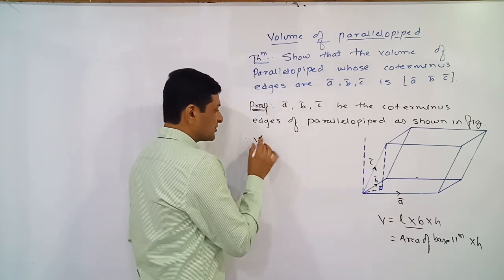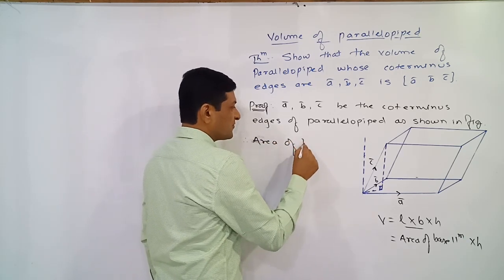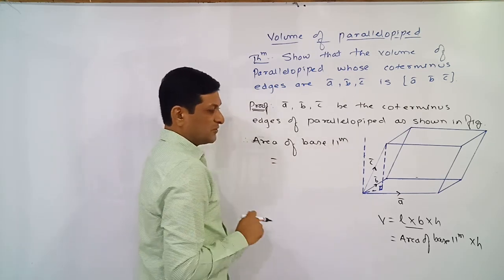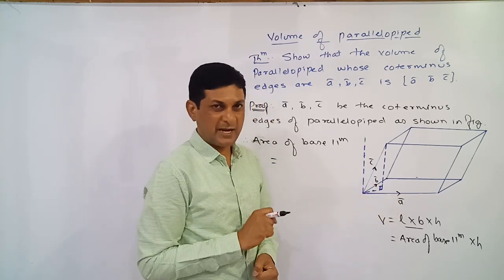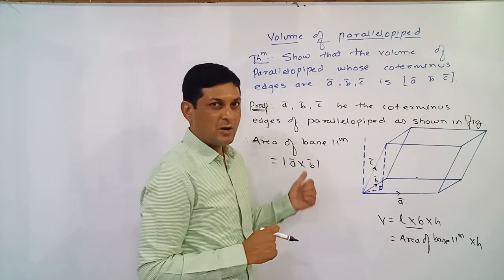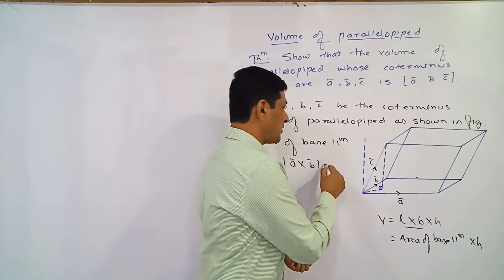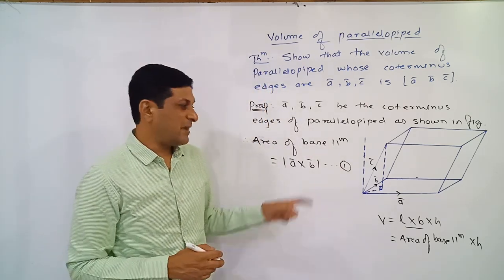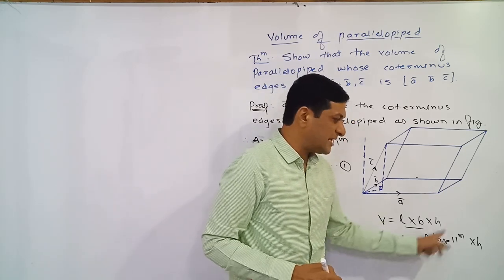So here, not volume, the area of base parallelogram is equal to... If you observe this base parallelogram, its two sides are represented by which two vectors? a bar and b bar. And we know that if a bar and b bar represent adjacent sides of a parallelogram, then the area of the parallelogram is equal to the magnitude of a bar cross b bar. Applying this formula, we even solved an example in the last exercise. Let us denote this value by equation number one. Now we have got our first required value, that is the area of the base parallelogram.